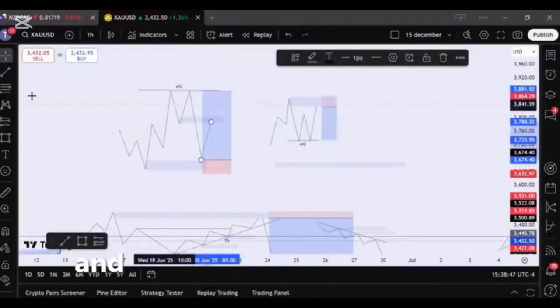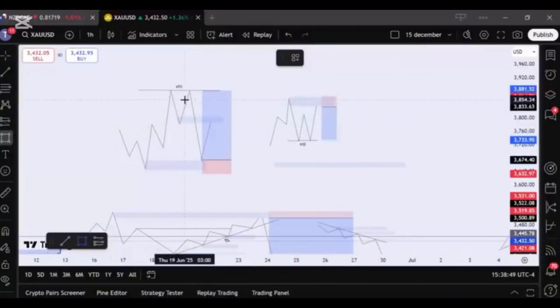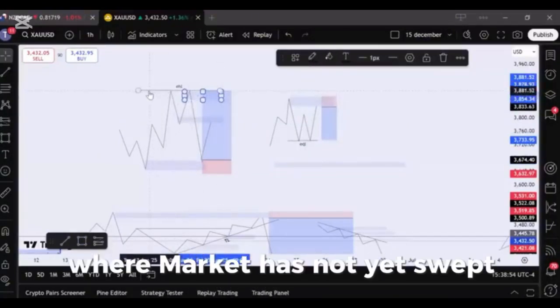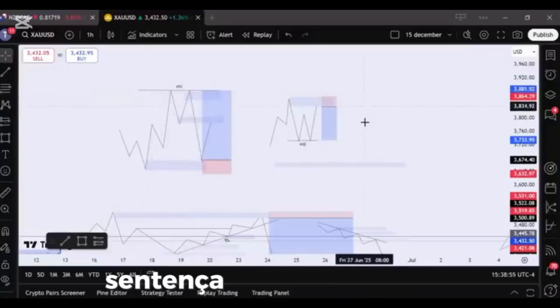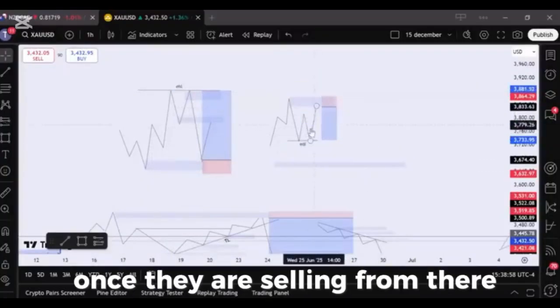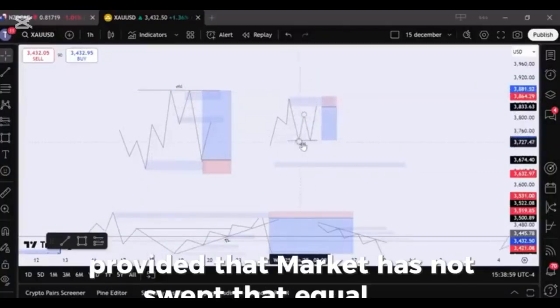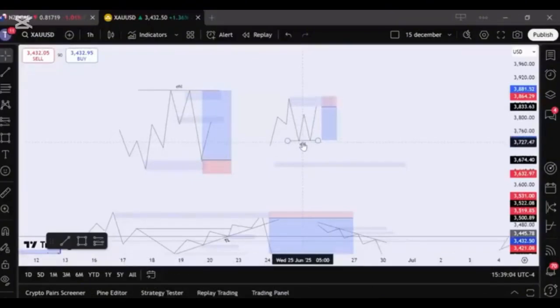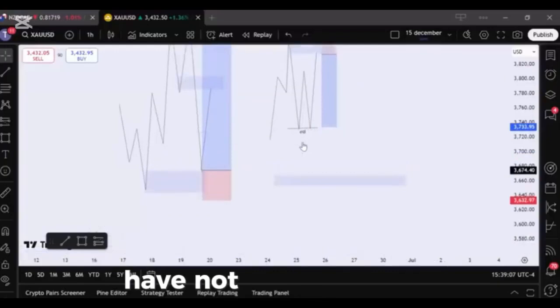And then you also probably see another block here. It is also not advisable to start selling from this other block where market has not yet swept that equal highs liquidity. Same for the equal lows: provided that market has not swept that equal lows and taken it out, it's not advisable to start taking trades that will oppose the direction of the market when that liquidity zone has not been taken out.